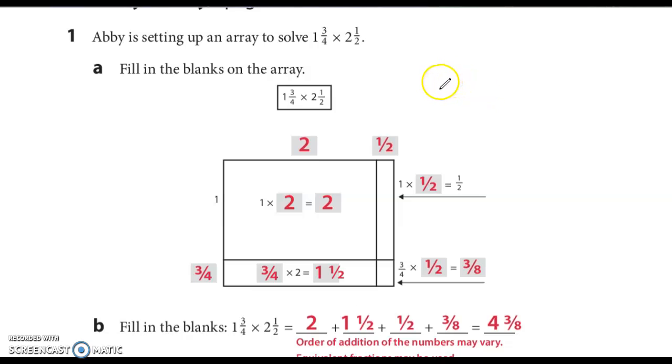1 3/4 would be the same as 7/4 times 5/2. And I cannot cross cancel, so I'm going to go ahead and just multiply out. 7 times 5 is 35. 4 times 2 is 8. 8 goes into 35 4 times because 8 times 4 is 32 with 3/8 left over. It's a great way to check your answer to make sure you got them correct.